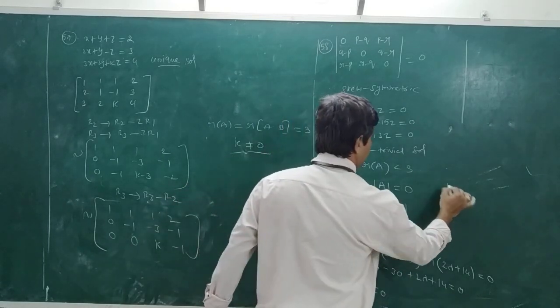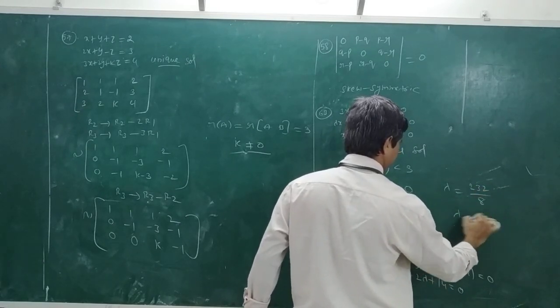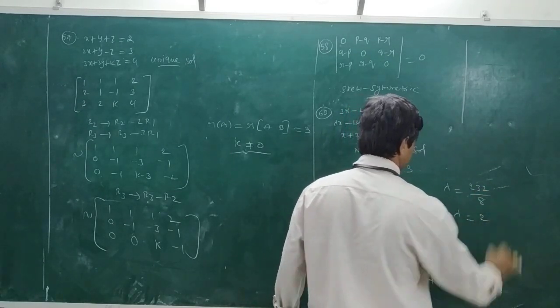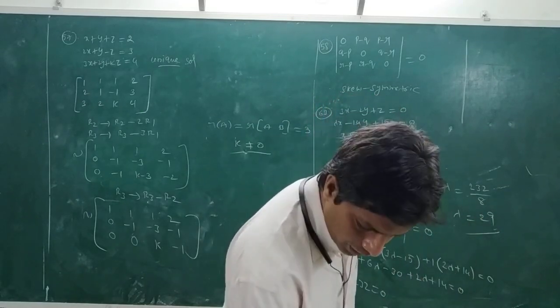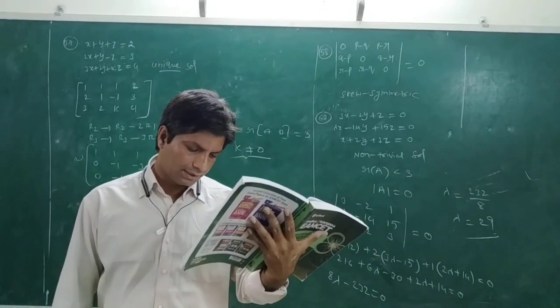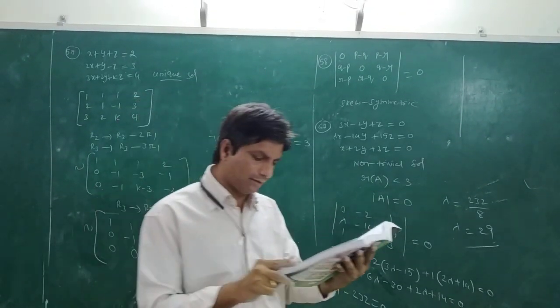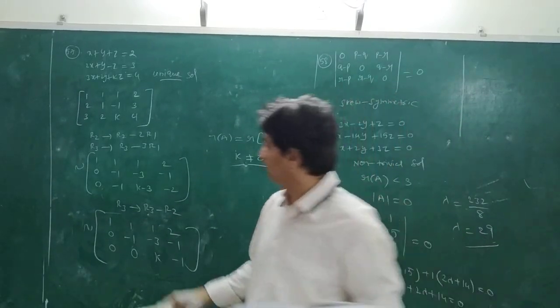So what is the value of lambda? 232 by 8. How much will you get here? Lambda equal to 29. Where is the option? The second option is the answer. Problems 64 and 65 you can do. If you want to know 65, we will do 65 also.